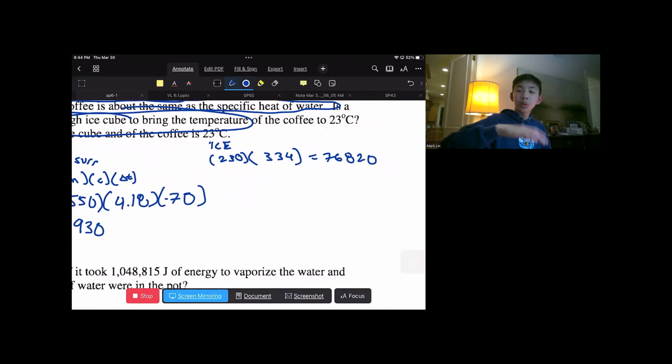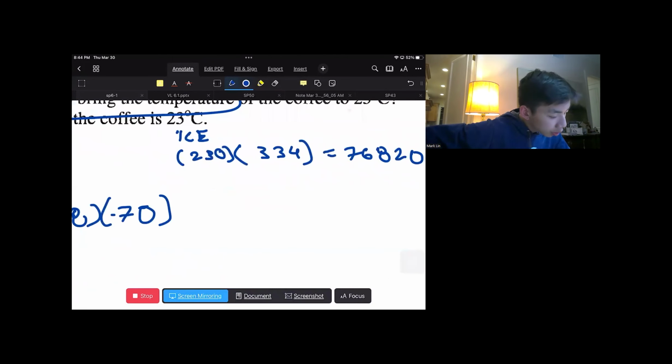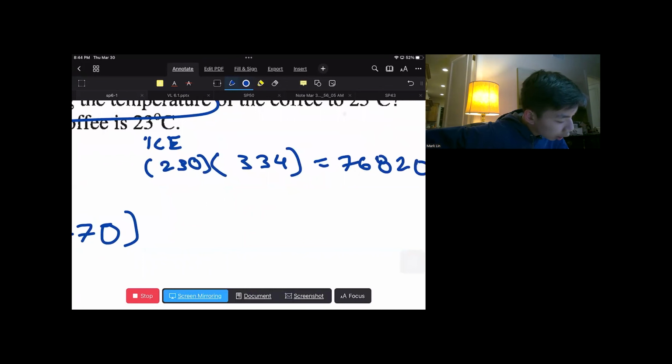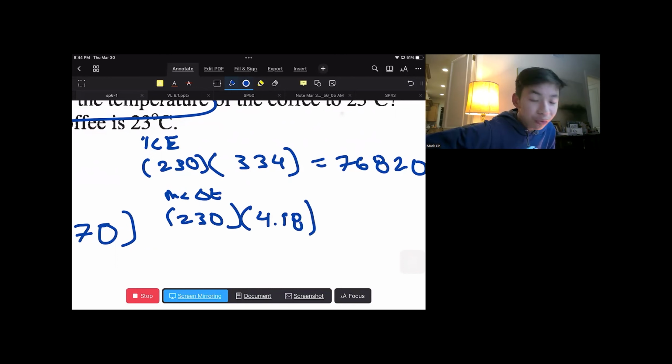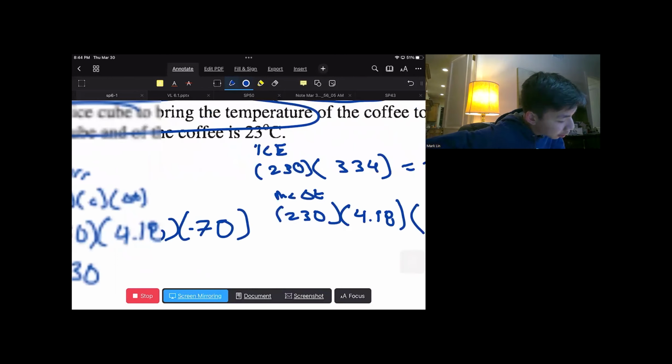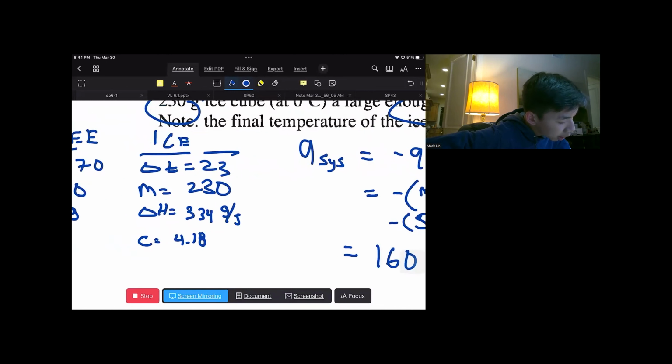And then for the Q equals MC delta T, we're at 0 degrees Celsius and we need to raise it to 23. Our mass is going to be 230. C, the specific heat, is going to be 4.18, because we're in the liquid phase. And then the temperature change is going to be 23.